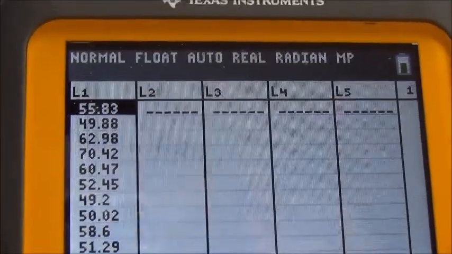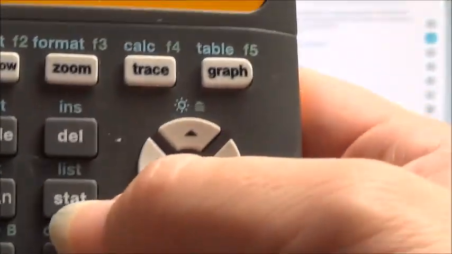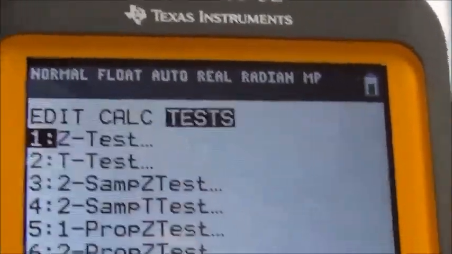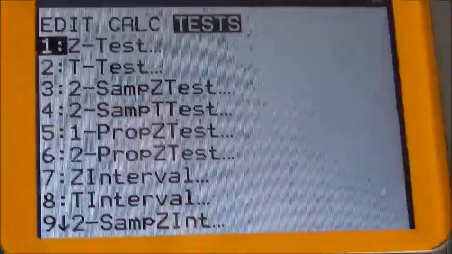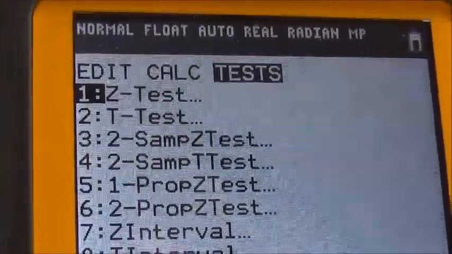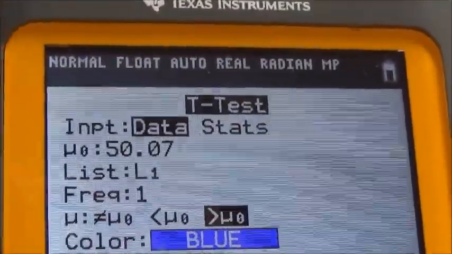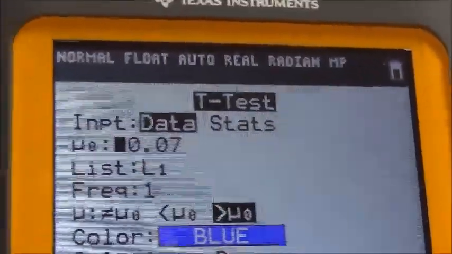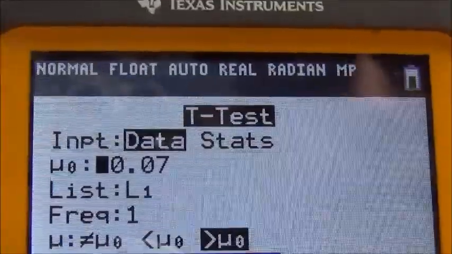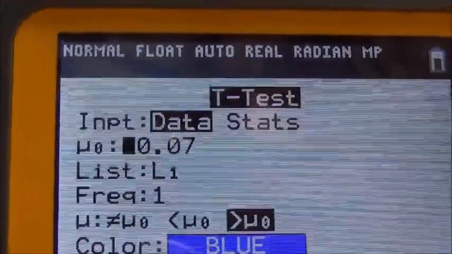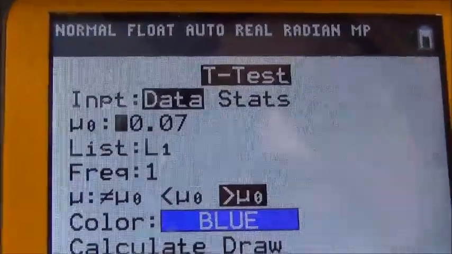So we are going to hit the button stat. We're going to go over to tests. This time we're going to do a t-test. Since we don't know the standard deviation, we are going to hit number 2 for the t-test. We're going to use the data since we typed the data in. On this one, it said that the mean value was reported to be $50.07, so I've typed in my $50.07.